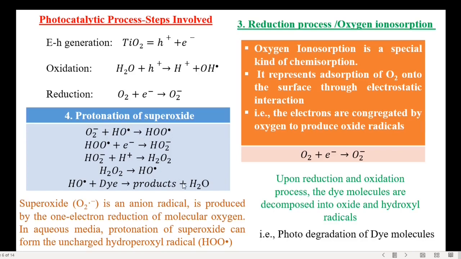This process is called protonation of superoxide. Superoxide, O2-, which is an anion radical, is produced by the one-electron reduction of molecular oxygen. In aqueous media, protonation of superoxide can form the uncharged hydroperoxyl radical. All the four steps together are called the photodegradation of dye molecules.